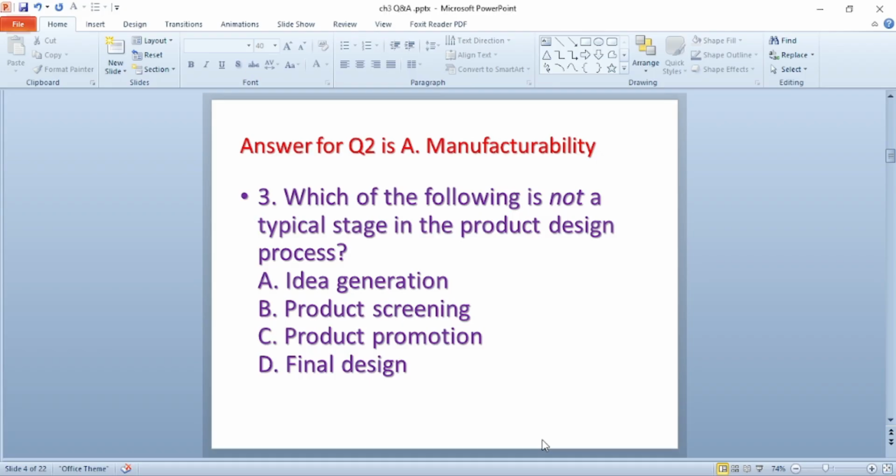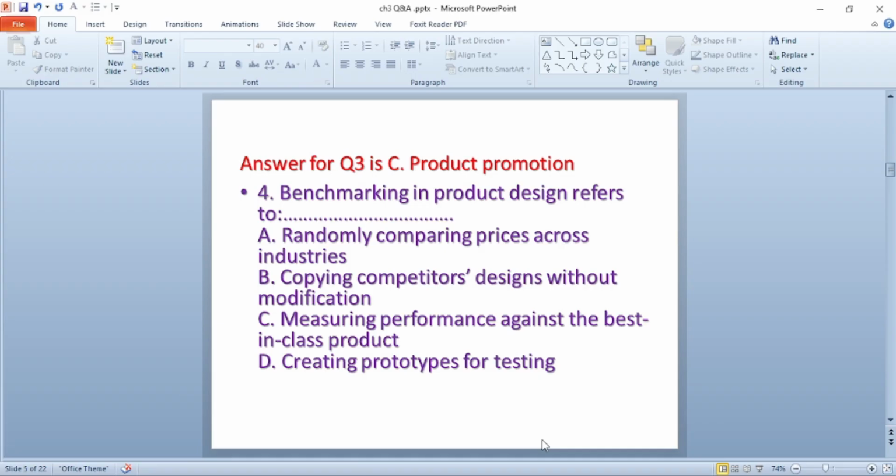Question number 4. Benchmarking in product design refers to dash. A. Randomly comparing prices across industries. B. Copying competitors' design without modification. C. Measuring performance against the best in class product. D. Creating prototypes for testing. The answer for this question is C. Measuring performance against the best in class product.